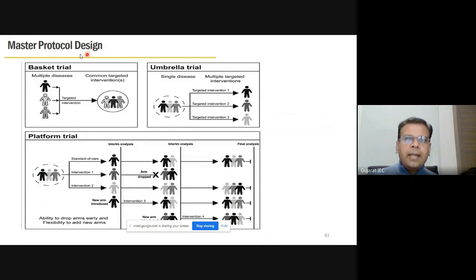Under the head of master protocol, we have two types of design: the basket trial or an umbrella trial. Let's say you have different diseases available, like, as we were seeing, rheumatoid arthritis, plaque psoriasis, and so on and so forth, right? You have these multiple diseases, and you try to treat them with one drug. These are different diseases. You give this one drug, and that's the common targeted intervention given to all of them. Okay?